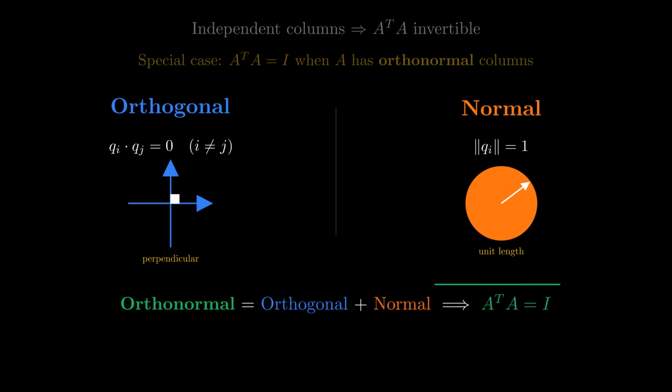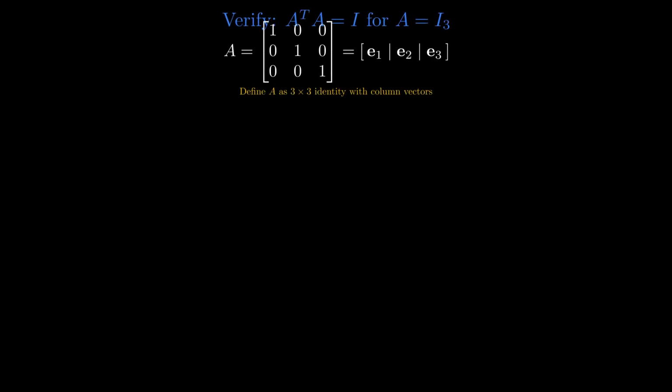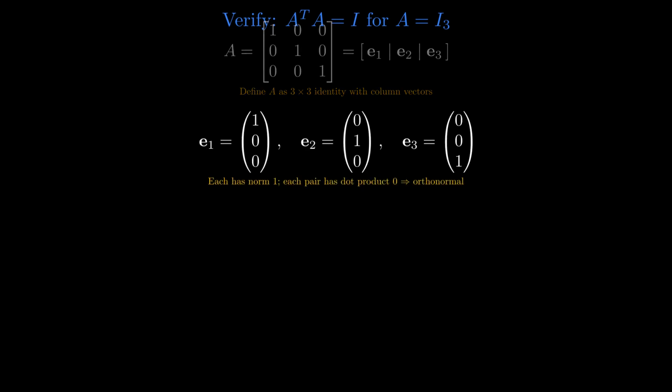When both conditions hold, we call the columns orthonormal, and the beautiful result is that A transpose A equals the identity matrix. Let's start with the simplest case. Let A be the 3 by 3 identity matrix. We can write A with columns.